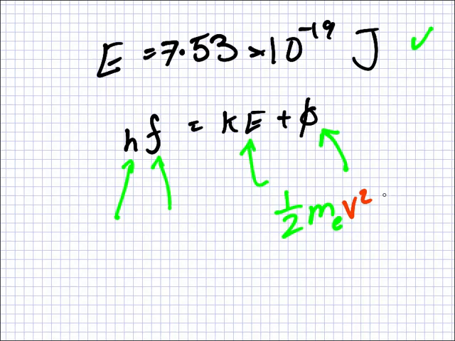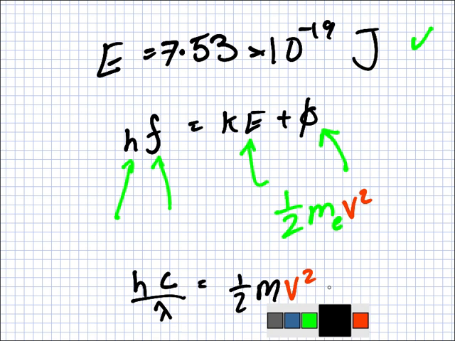So I'll even make it a little bit easier for you. I can change this formula into HC over lambda, because C over lambda is the F, equals a half M V squared plus the work function. And I want the V here. You know everything else. Can you try that? Get the V for me.